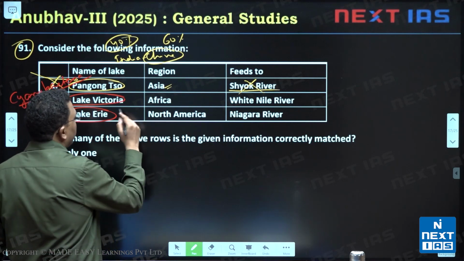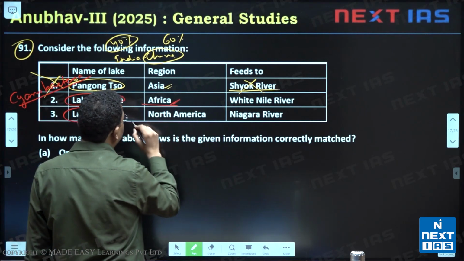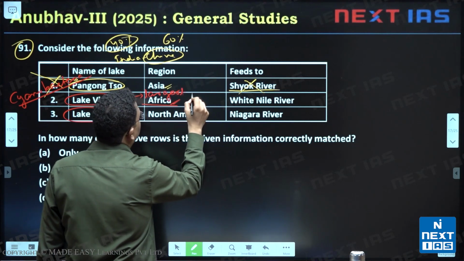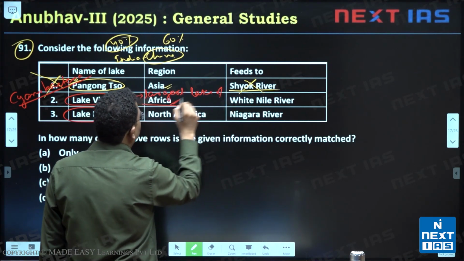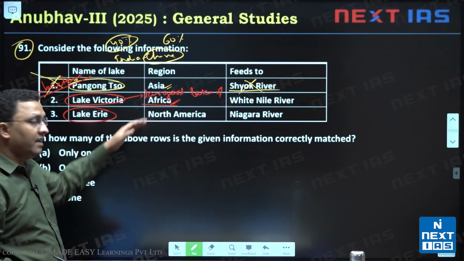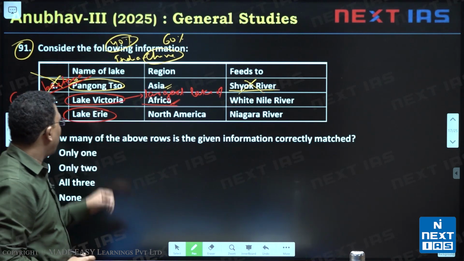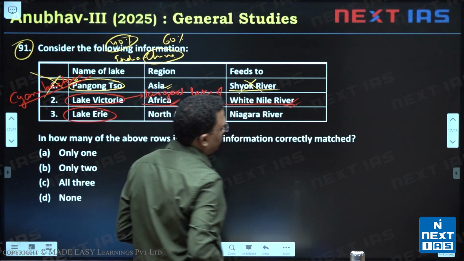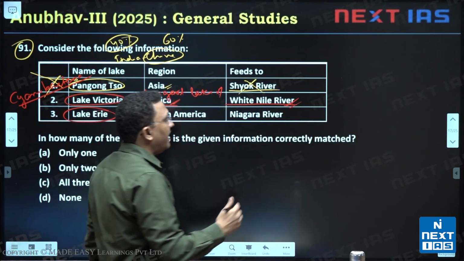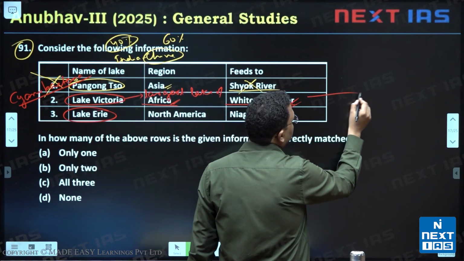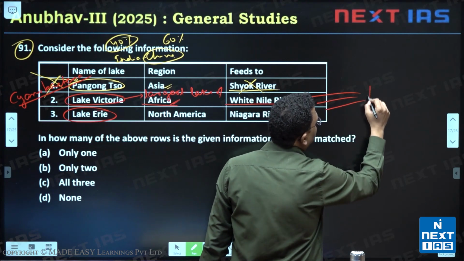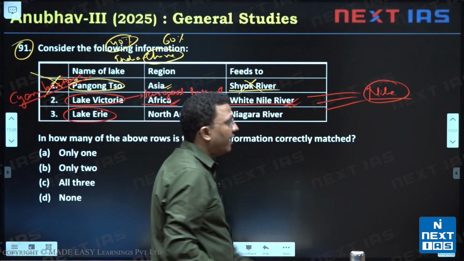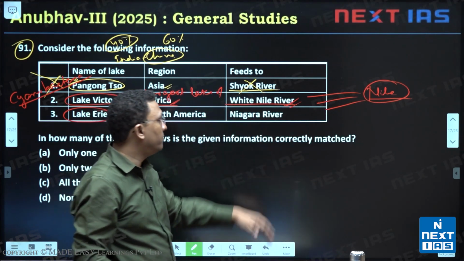This Lake Victoria is located in Africa. This is correct. In fact, it is the largest lake of Africa, right? And this Lake Victoria feeds to White Nile River. This is also correct. This White Nile River is one of the principal streams of Nile River. This Nile River is located in Africa and it is the longest river of the world, you must be knowing.